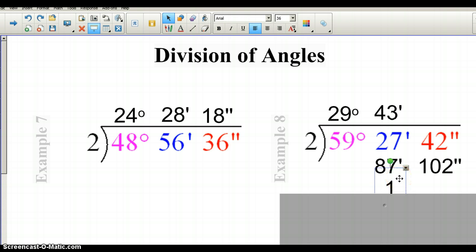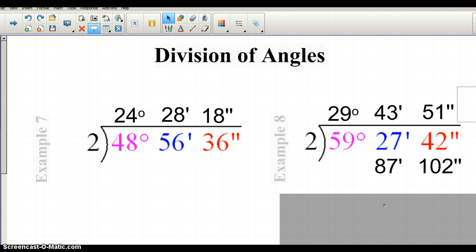And if I have an extra minute, I'm going to give the 60 seconds to this. So instead of 42, it's now 102. I'm going to delete this one too. 2 goes into 102 51 times. Neither of these are over 60. It's fine. That's our final answer.